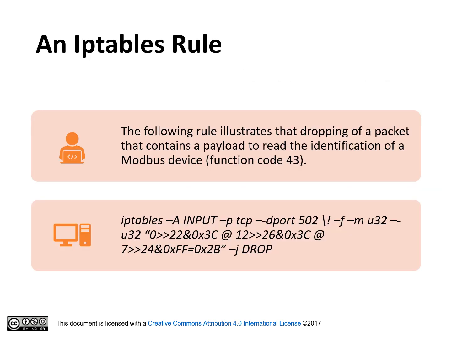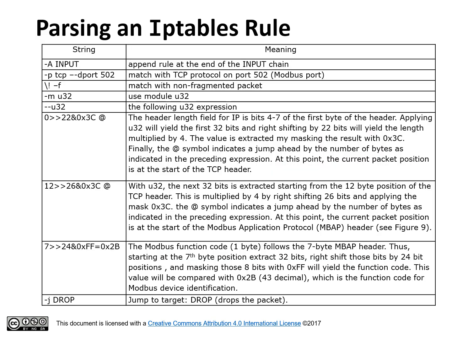The following rule illustrates dropping a packet that contains a payload to read the identification of a Modbus device, function code 43. The -m option specifies the U32 feature. The --dport option specifies the Modbus port 502.